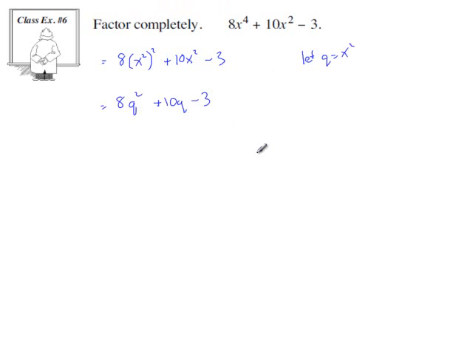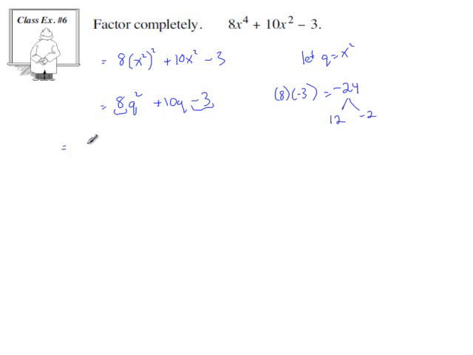Okay, now I can use decomposition to factor this. So I'll take my q squared term, multiply by the number term. 8 times negative 3 is negative 24. And I need to find two factors of negative 24 that add up to positive 10. So I'm looking for a negative and a positive number. The positive one is bigger. So positive 12 and negative 2 should work.